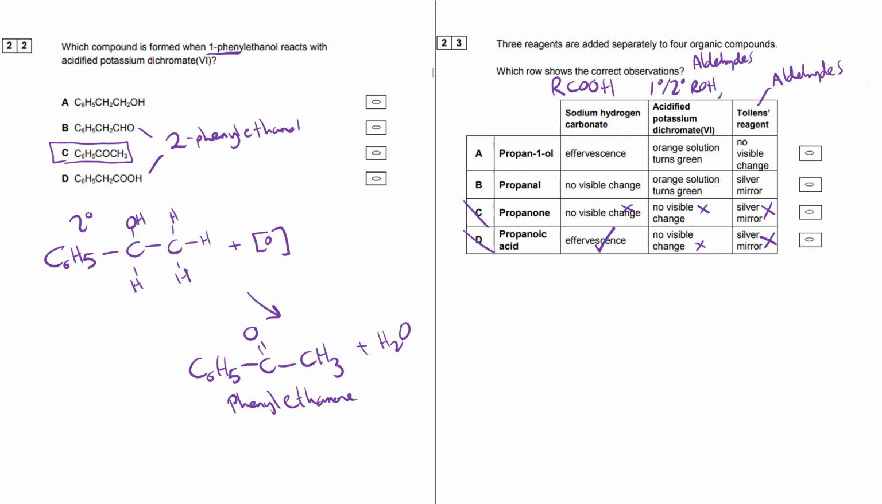Let's go through B. So B is an aldehyde. It wouldn't react with sodium hydrogen carbonate. There would be no visible change. It can be oxidized by dichromate, as the orange solution would turn green, and it would react with Tollens' reagent to produce a silver mirror. And let's just eliminate A. So propan-1-ol would not effervesce with sodium hydrogen carbonate. It would go from orange to green, and there would be no visible change with Tollens' reagent. So A is incorrect. B is correct.